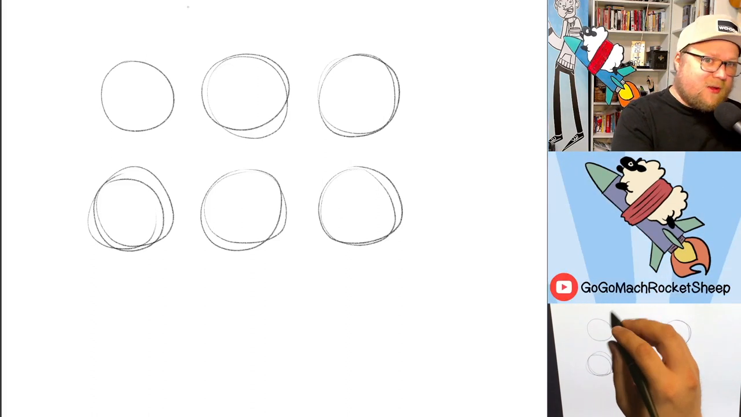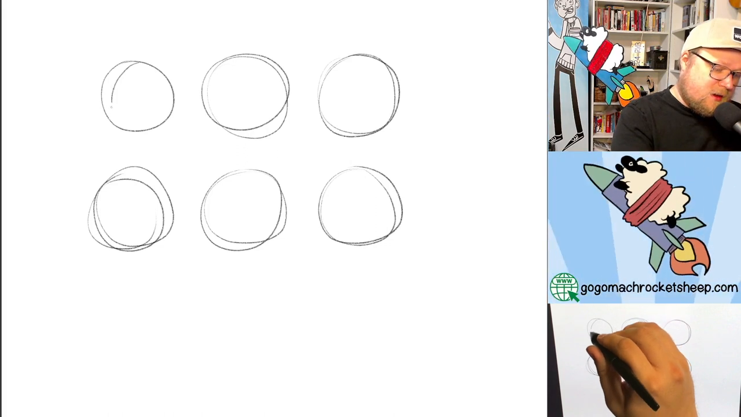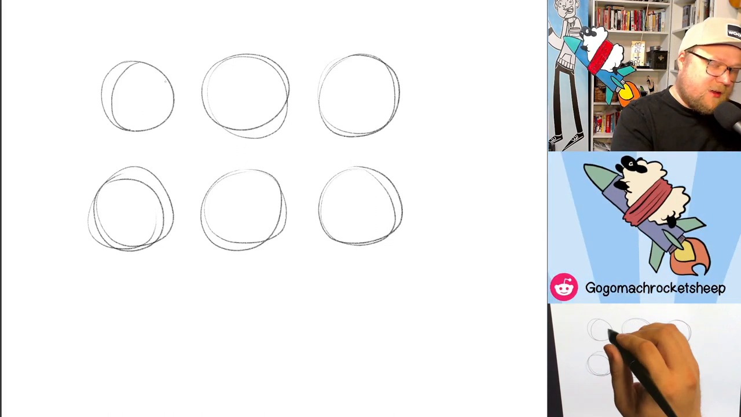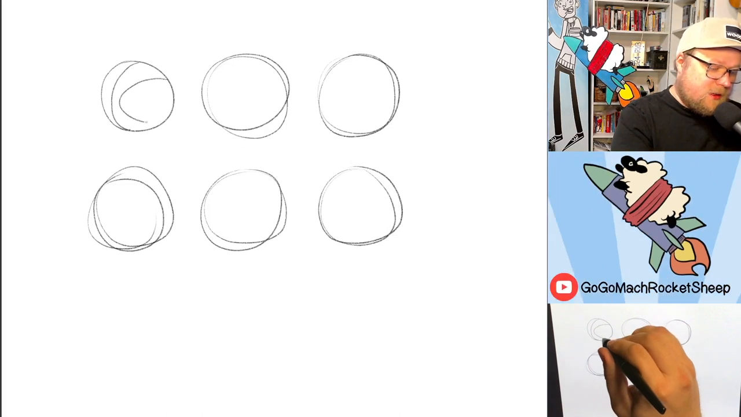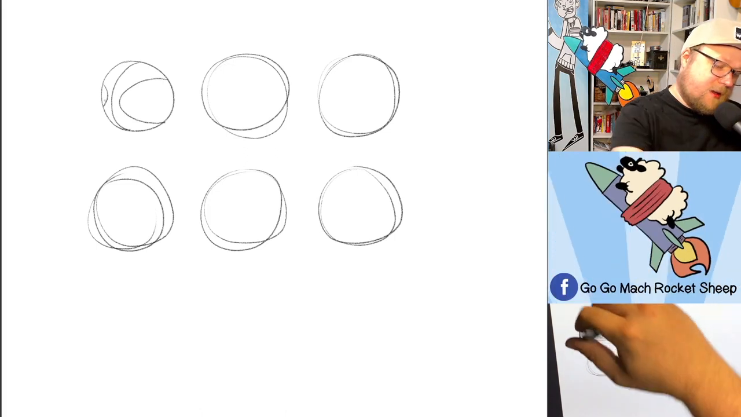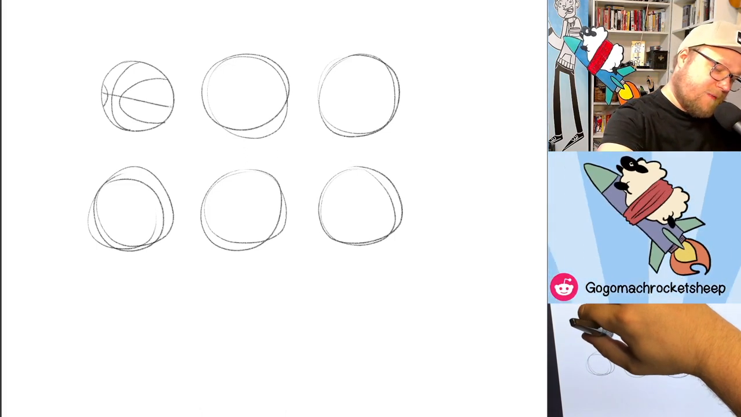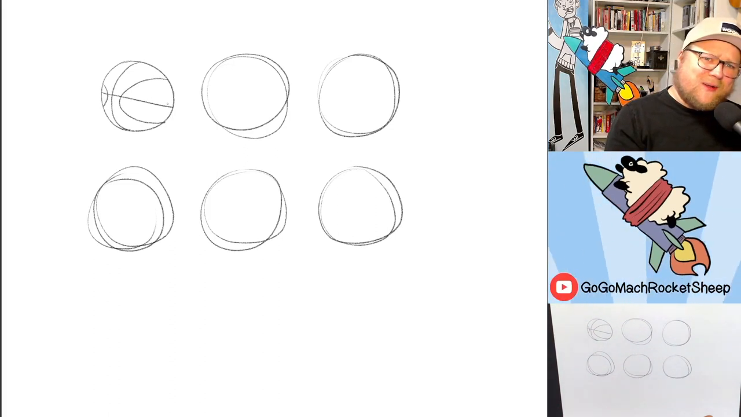It's a basketball. It's the easiest because you draw a line like this, a curvy line like that, and then you draw an oval that comes in like that, and then a little oval on this side, and then you split it in half. And there you have a basketball.